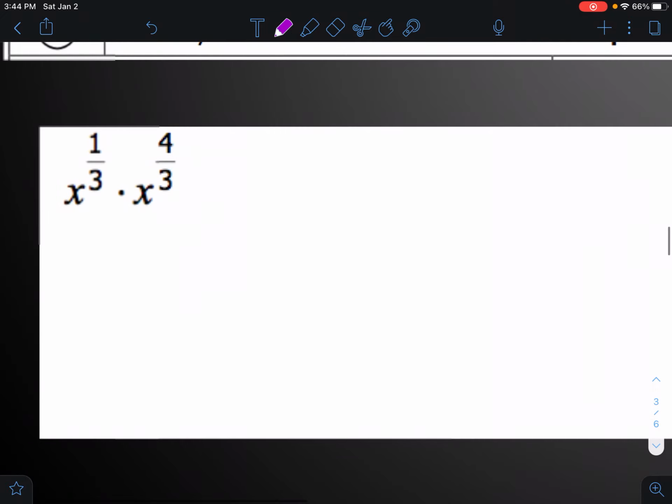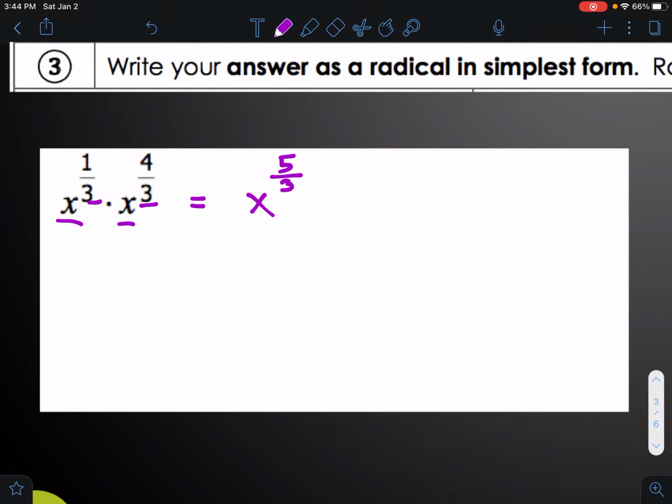All right, so this is same base. What do we do, right? If they're the same base, we're multiplying, we can add the exponents. So I'm gonna add these exponents. Now in order to do that, the denominator has to be the same. Remember, when you're adding fractions, the denominator has to be the same. Well, they are, so we're good. However, this is not completely simplified. So you really have two options to solve this.